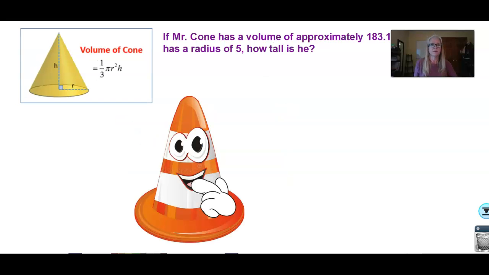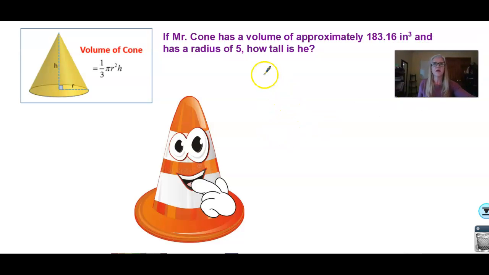Here we have a problem where we're actually giving you the volume and asking you to find the height. So let's see. We are telling you that the volume is approximately, and I'm using the word approximately because we're rounding, 183.16, so I'm going to put that where the V would have gone. And it has a radius of 5. How tall is it? Well, that means height is the thing we don't know.